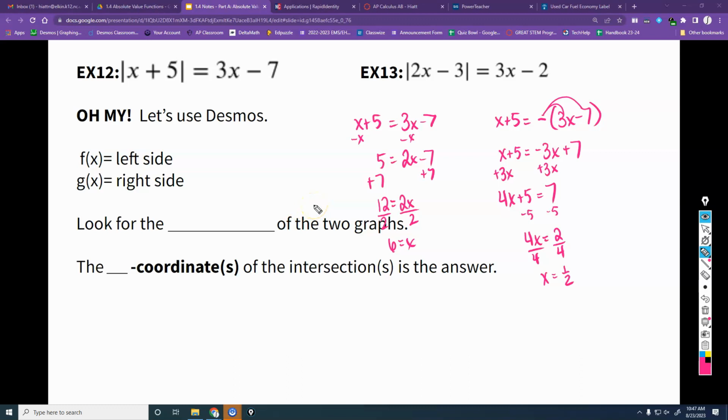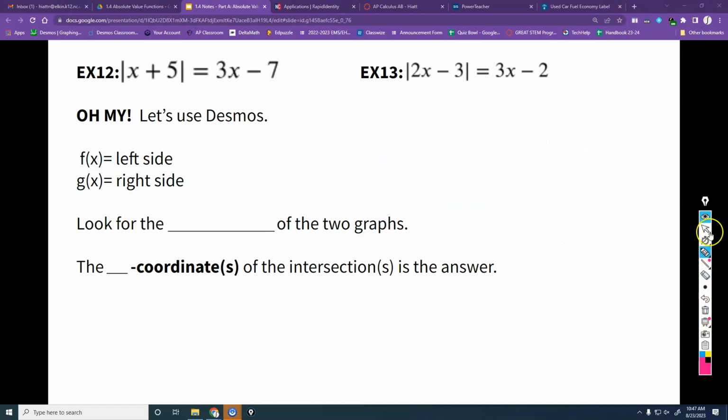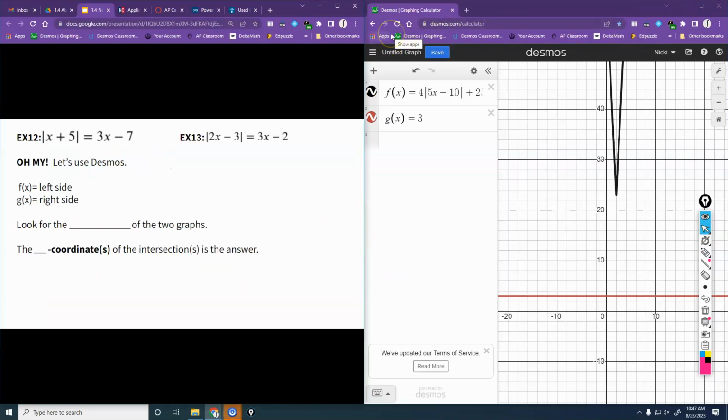If that's okay with you guys, I can make you do all these by hand if you really want. All right, so what we're going to do for this, and I've already been doing this, is in Desmos. So go ahead and get your computers out and pull up Desmos, because you're going to use this to check your work and to do your problems whenever we get to the assignment.